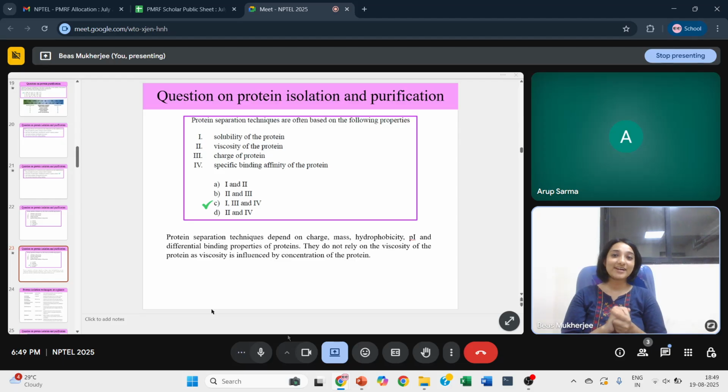So, see, solubility of the protein. All these things that we studied about, precipitation, salting in, salting out, all of this exploits the solubility of the protein. Next is charge of the protein. So, anion exchange chromatography exploits anion exchange and cation exchange chromatography exploits this charge of the protein. Next is specific binding of the protein. So I talked about His-tag, I talked about GST fusion proteins, right?